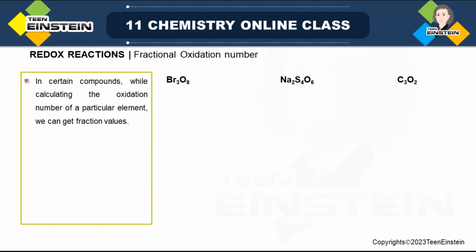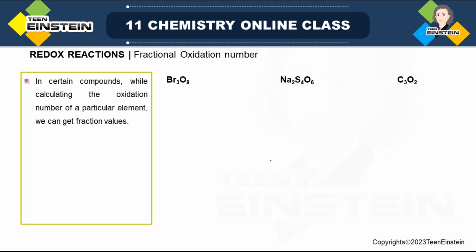Another concept is fractional oxidation number. Until now, in all the examples of oxidation number that you have seen, the oxidation number is a whole number. It is either 0, something minus, or something plus, but we have not seen any fractional oxidation number. Oxidation number changes because of gain or loss of electrons, and electrons cannot be fragmented. Then how are we getting fractional oxidation number? That we have to understand.